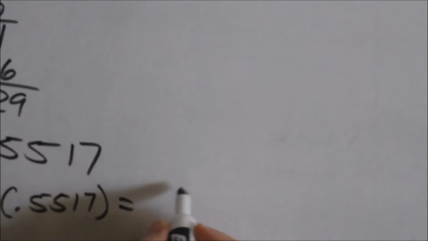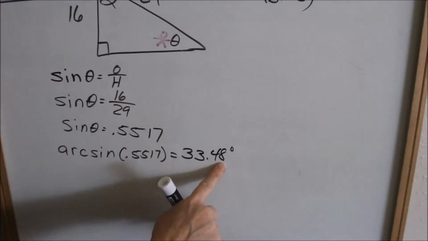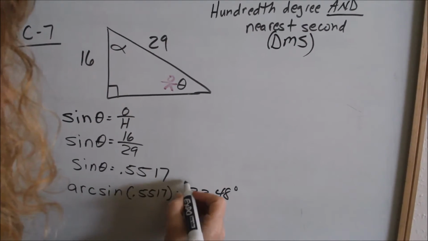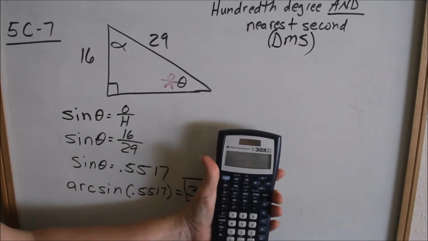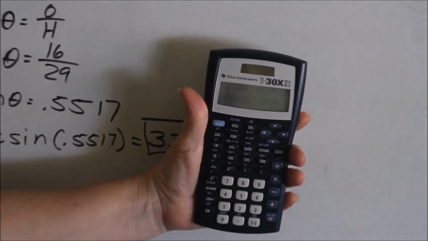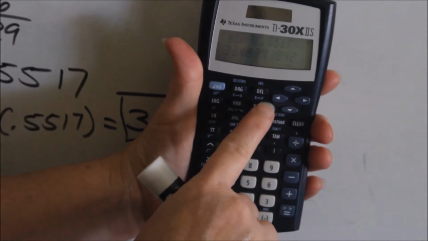Okay, so now that is 33.48 degrees. It said to go to the nearest hundredth in decimal, so that's one of your answers. Then it wanted you to change it into degrees, minutes, seconds. What I would do is just leave all of this in your calculator. Don't take it out. Now you can change that into degrees, minutes, seconds.